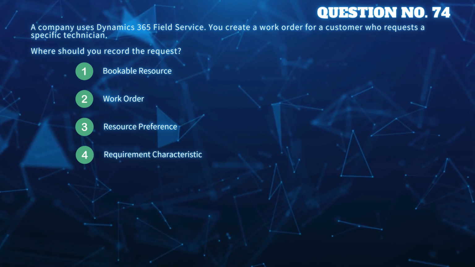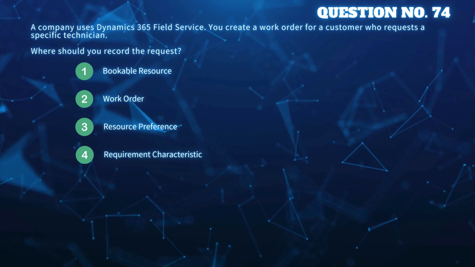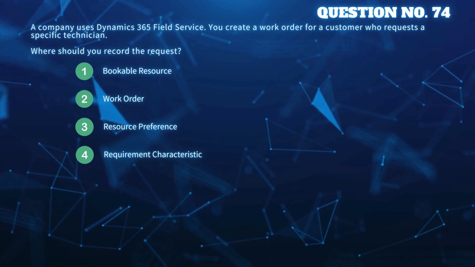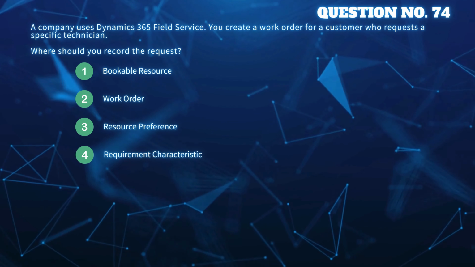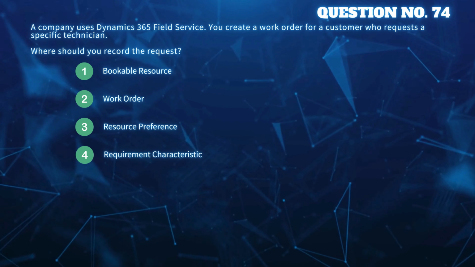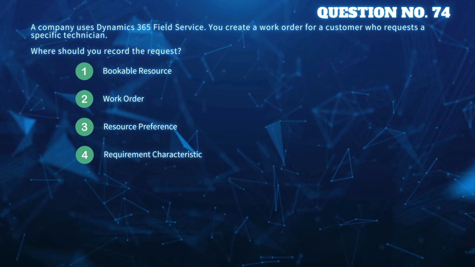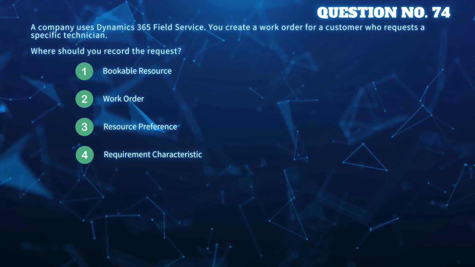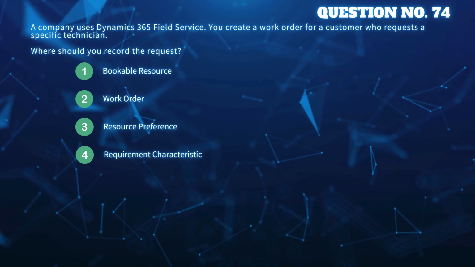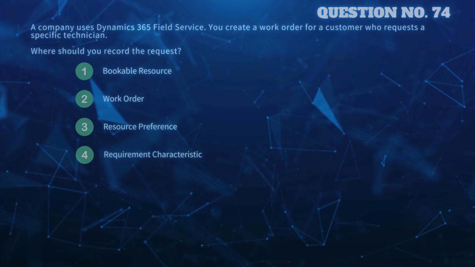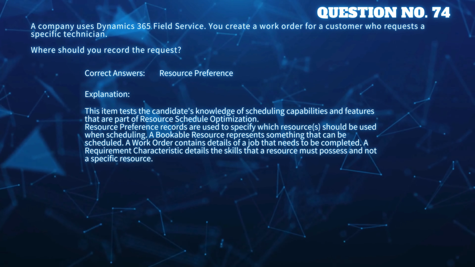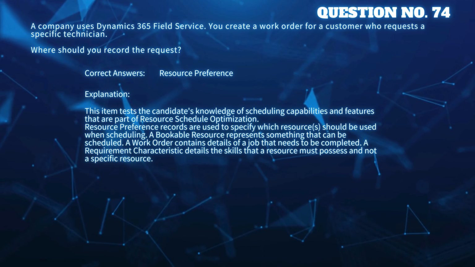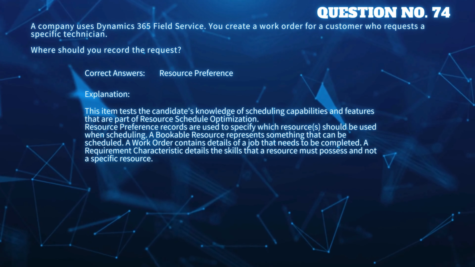A company uses Dynamics 365 Field Service. You create a work order for a customer who requests a specific technician. Where should you record the request? Option 1, Bookable Resource. Option 2, Work Order. Option 3, Resource Preference. Option 4, Requirement Characteristic. Correct answer: Resource Preference.